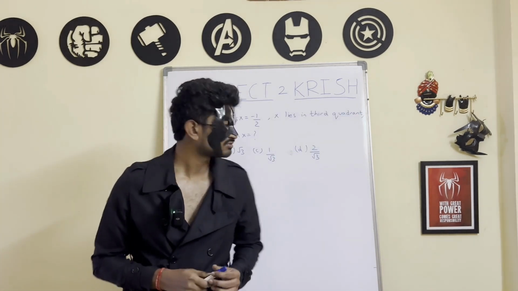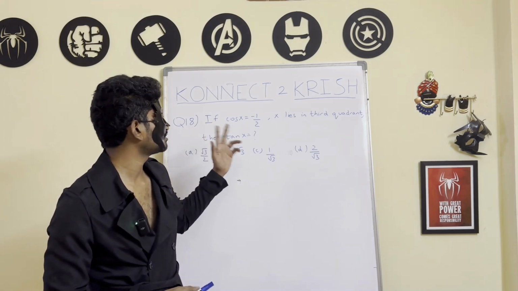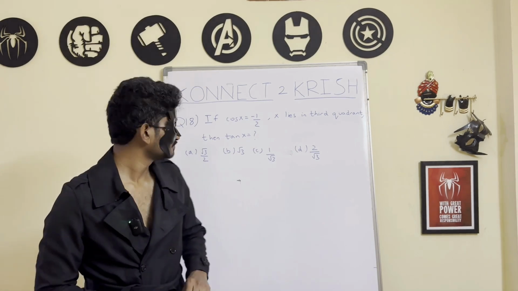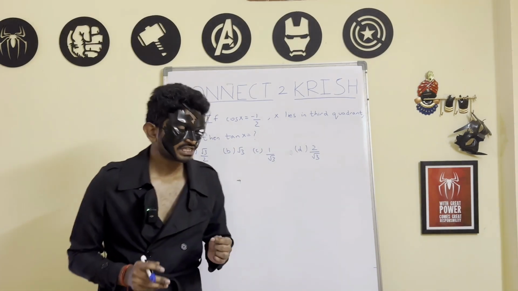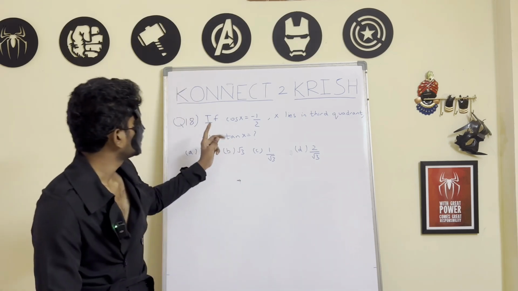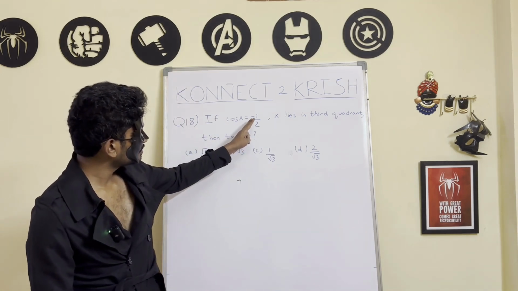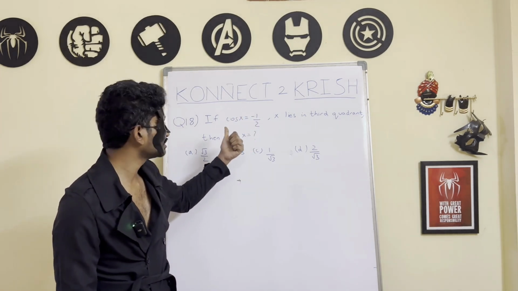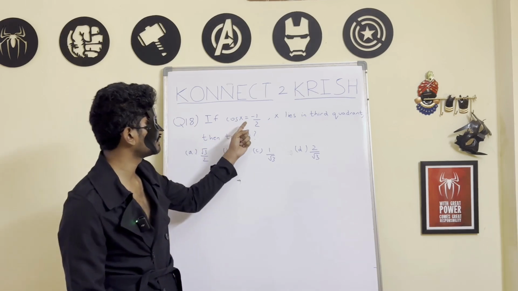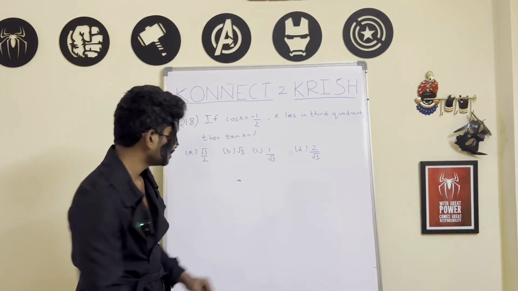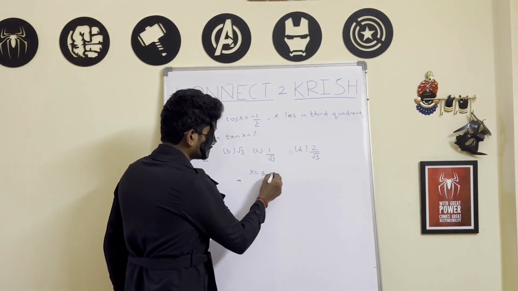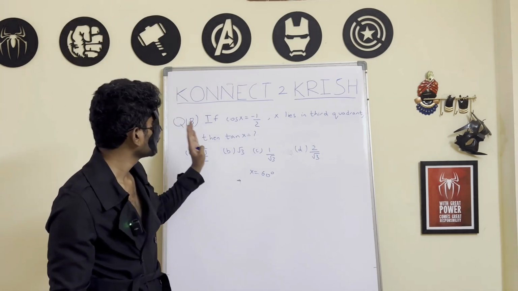So superhumans, next question is, if cos x is equal to minus 1 by 2 and x lies in third quadrant, then tan x equal to. First I will be teaching you a shortcut way. Cos x, ignore this negative sign. We already know if x lies in third quadrant, cos will obviously be negative, but ignore this negative sign. When will cos x be 1 by 2? When x is equal to 60 degrees, cos x will be 1 by 2.